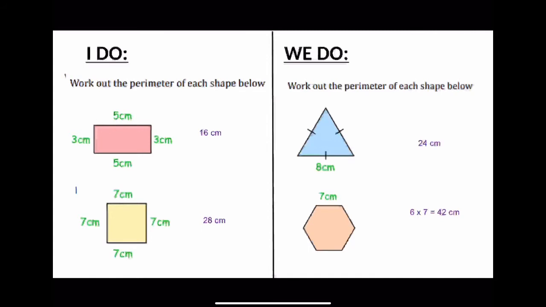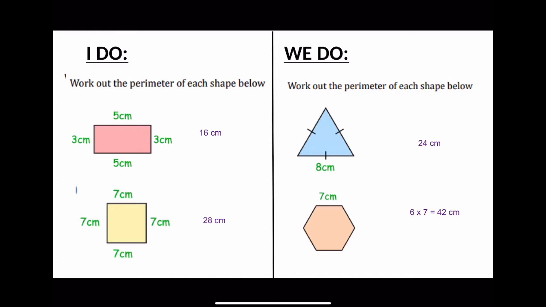To work out the perimeter of each shape, we need to add together all of the sides because the perimeter is the outside edge. 5, add 5, add 3 is 16. Each measurement is in centimetres, so that's why we've got centimetres as our units of measure. Remember, with area, we'd have centimetres squared.